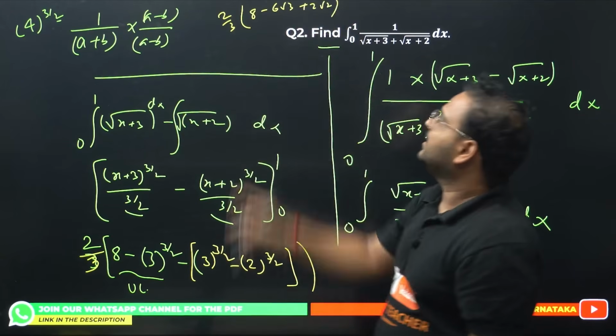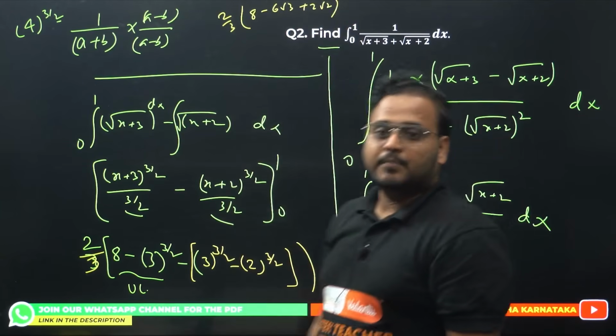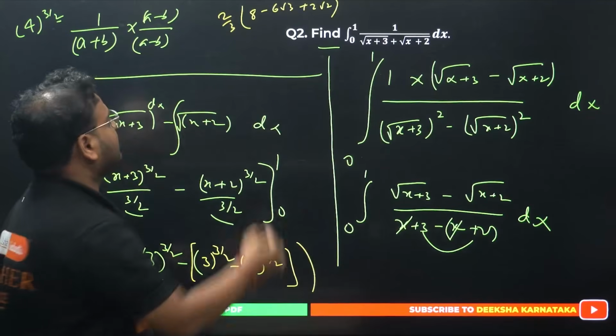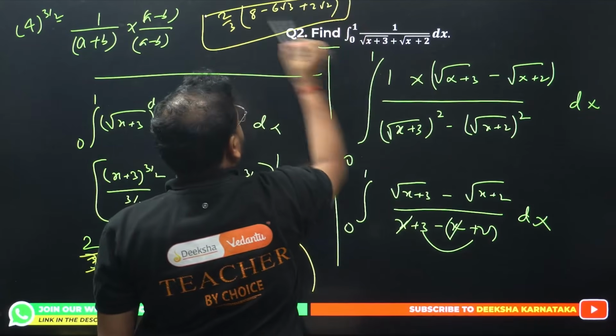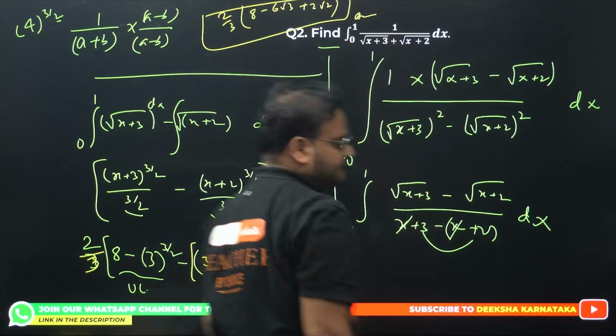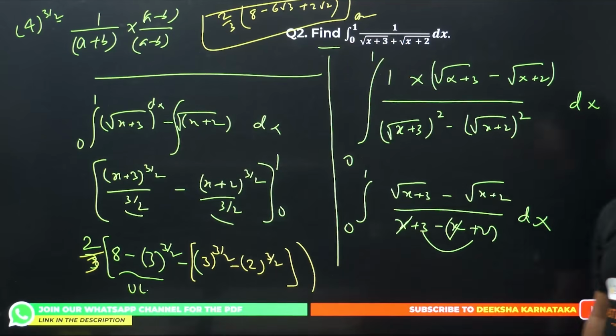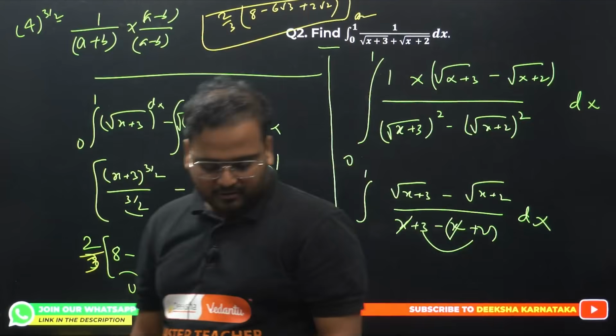Please cross check, is this correct? This is the answer written over here. That's your answer. Have a look, guys. Question number 2 is over. As I said, there will be calculations involved in this kind of questions.